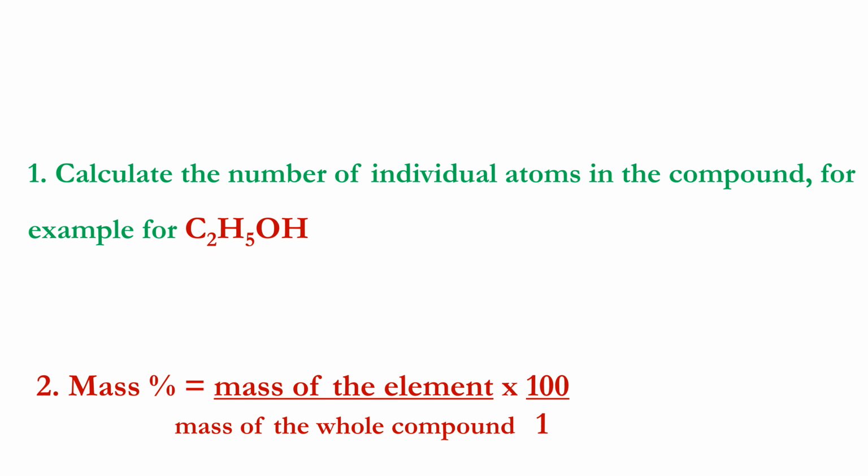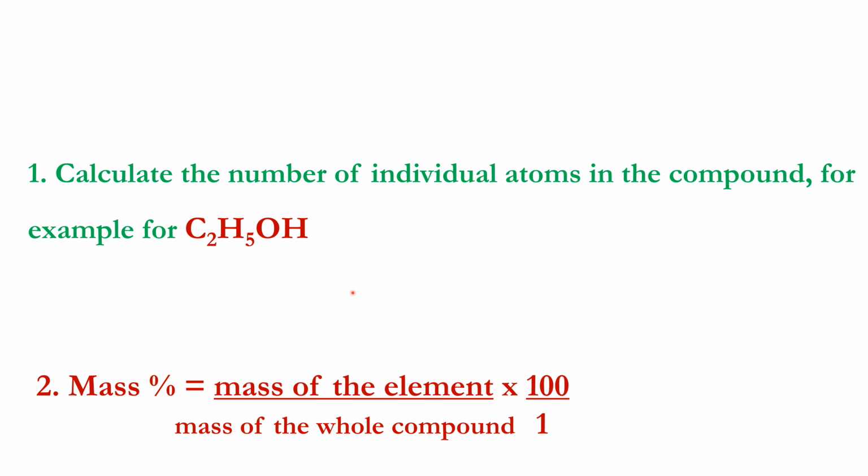So there are two steps that are involved when you are calculating mass percent composition of different elements in a compound. The first step is to calculate the number of individual atoms in the compound. For example, if you are given ethanol, you need to calculate the number of individual atoms in this ethanol. So you need to take note of the fact that there are 2 carbon atoms, there are 5 plus 1, 6 hydrogen atoms, and oxygen 1 atom.